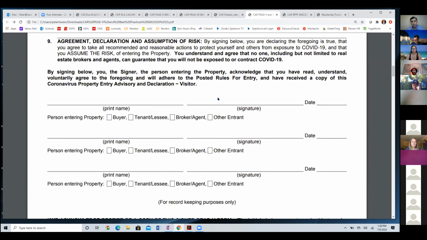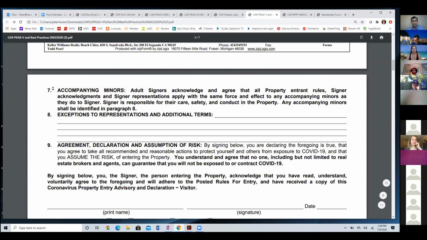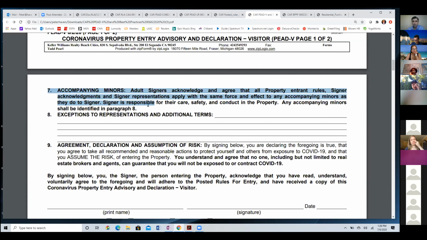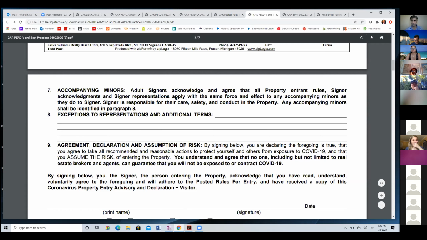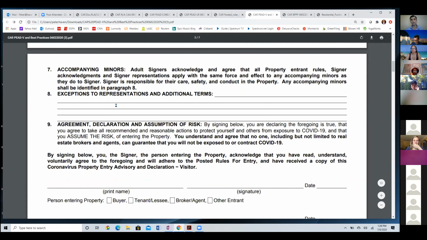This visitor form also contains a provision about minors, and it talks about what I said before, which is that adult signers acknowledge and agree that all property entrant rules, signer acknowledgments, and signer representations apply with the same force and effect to any accompanying minors as they do to the signer. Signer is responsible for their care and safety and conduct on the property. Any accompanying minors shall be identified in paragraph 8.